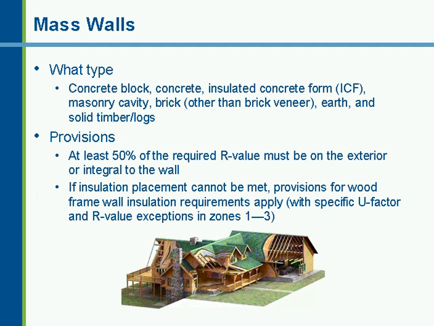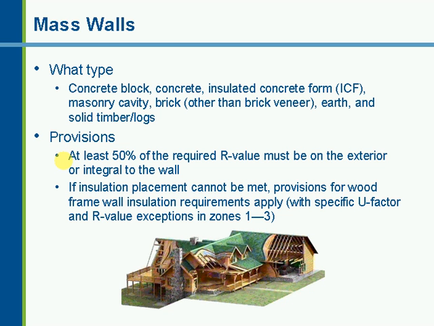When we look at mass walls, there are a couple of things to bear in mind. Because of the thermal benefit that the massive wall system has on cooling loads, typically you have lower R value requirements for the mass walls. However, there's a requirement that at least 50% of the required R value must be either on the outside of the wall or integral to the wall. What that means is if your insulation is on the inside of that massive wall, as the engineer would say, you have decoupled the mass from the interior space, and it doesn't give you the benefit.